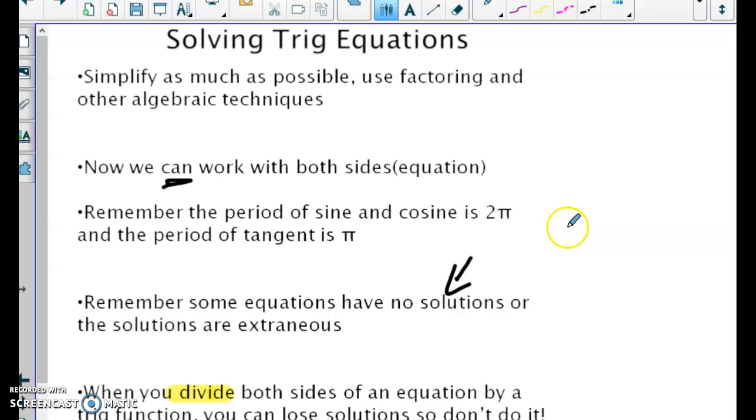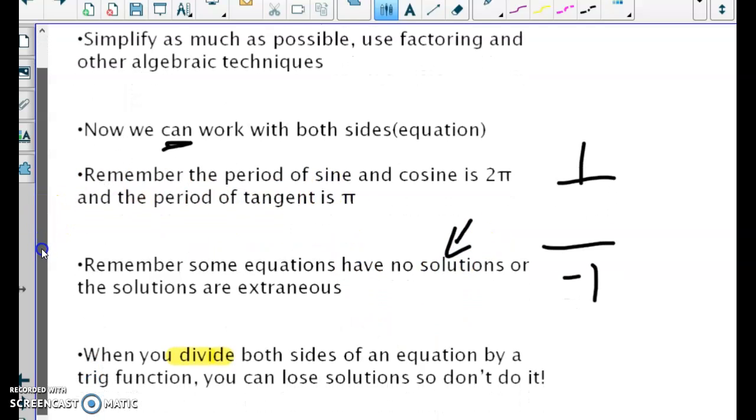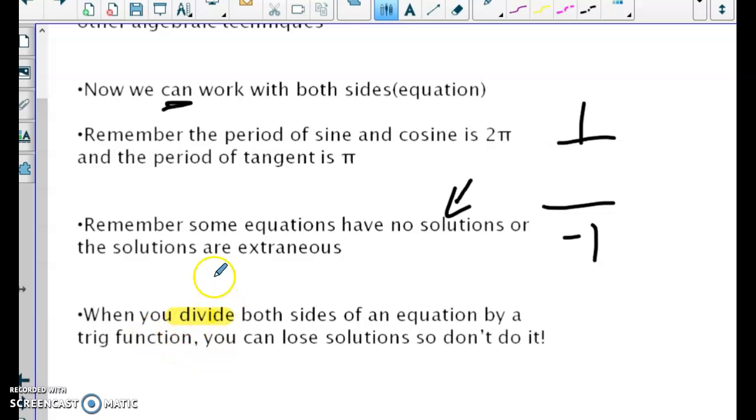We can't have sine and cosine above 1 and below -1. We can't have those because they're still undefined there. And those solutions are extraneous roots. When you divide both sides of an equation by some trig thing, you're going to lose solutions, so don't ever do that. That's a naughty naughty. Okay?